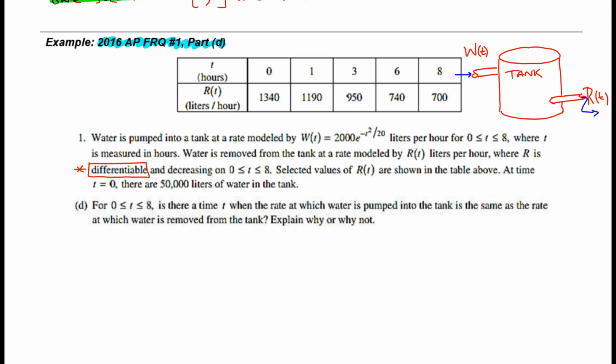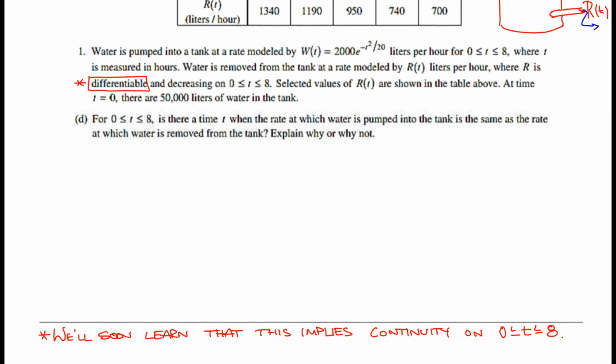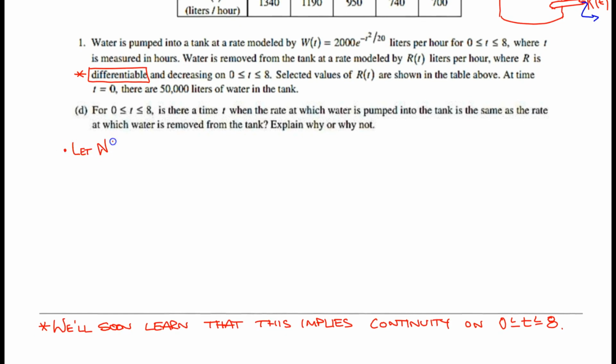So this is really a yes or no question. Yes, we can say there's a time in which the two rates are equal, or no, there is not. But I guarantee you, if that's all you put on your paper, you're going to get no points for it. So we need to construct a solid argument here as to why we think the answer is yes or no. So here's how we're going to do that.